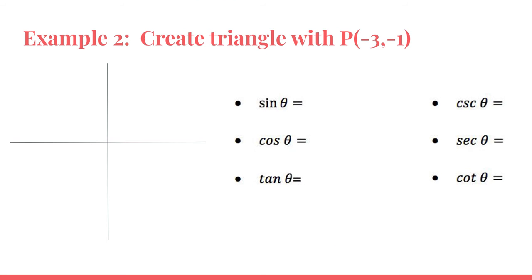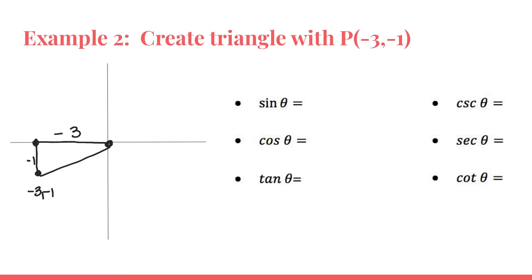Let's go through another example. This is with the point negative 3, negative 1. Again, you're going to start at 0, 0. You're going to move horizontally negative 3 units. Then you're going to move vertically negative 1 unit to get to that point of negative 3, negative 1.